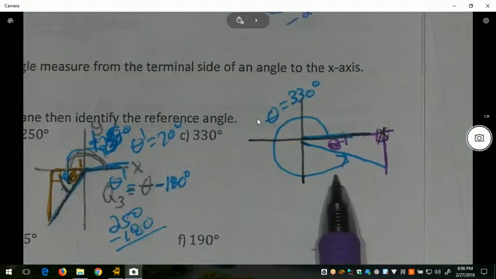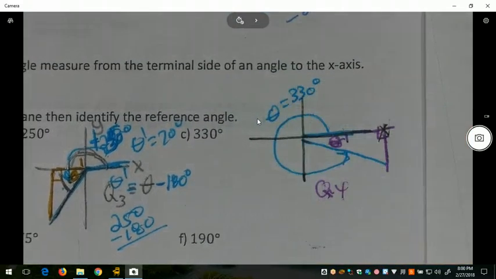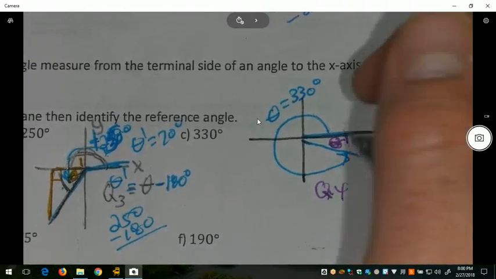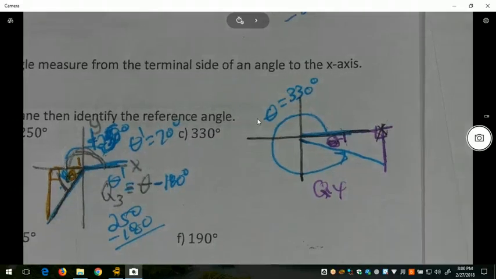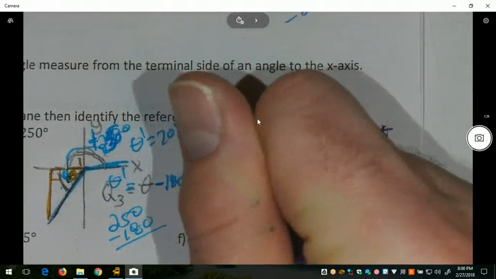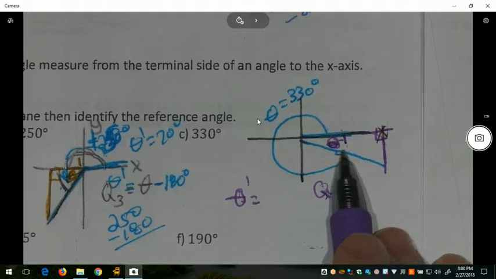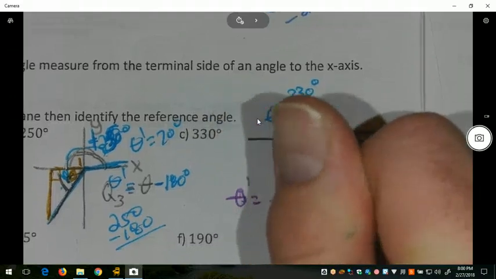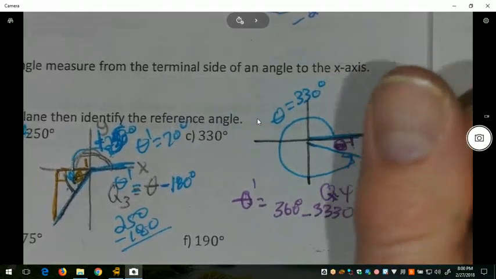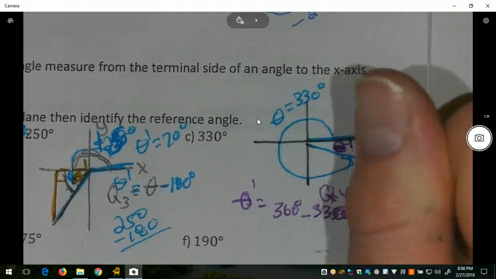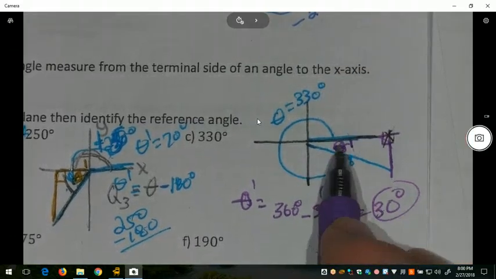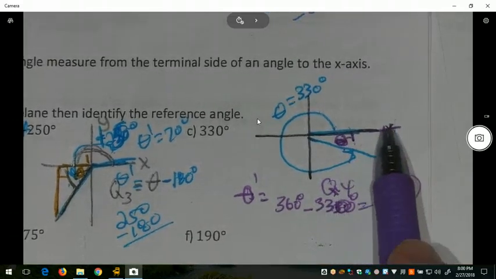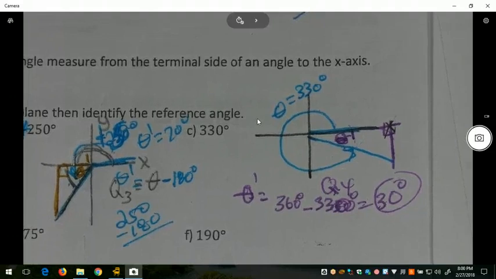If you look at this angle, because it's in quadrant 4, it almost went full circle, but it didn't. The amount that it didn't go full circle is the amount I need for theta prime. So theta prime, when it's in quadrant 4, has to be a whole circle minus this. Full circle is 360 degrees. Take away the 330. That means theta prime has to be 30 degrees in order to complete the circle. It would take 30 degrees for this ray to spin back up and do a full revolution.